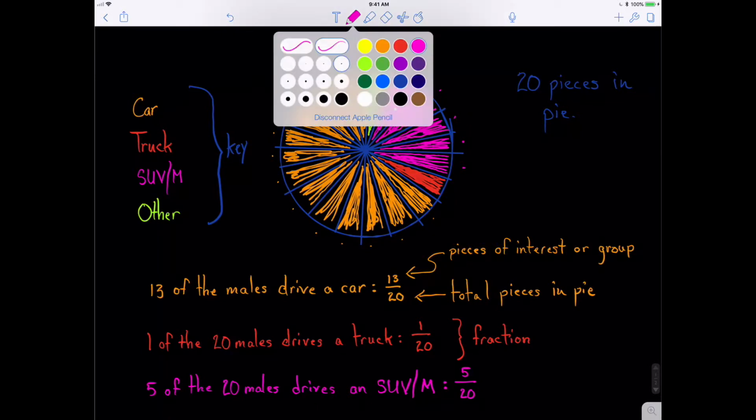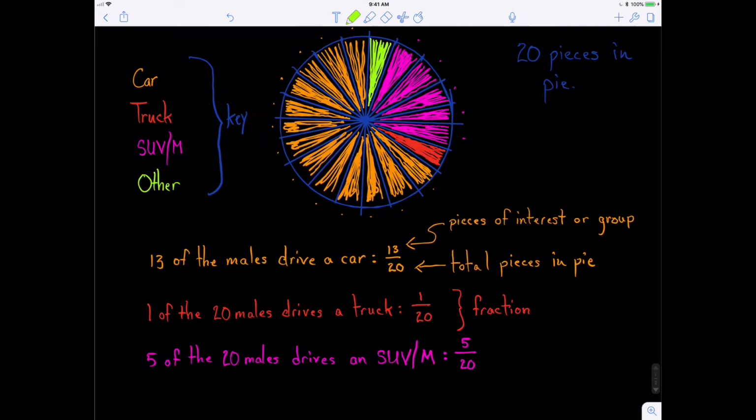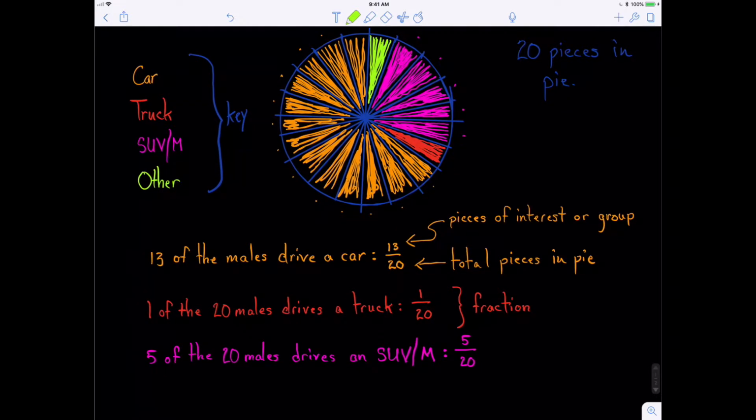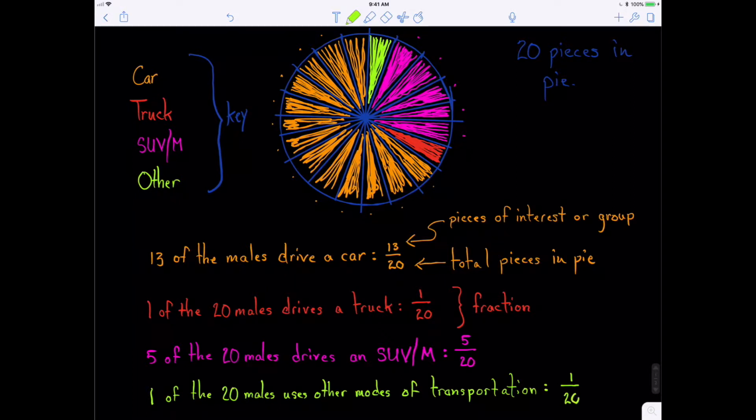And we have one more. This one's not a surprise, and we've actually already done it. That is our number of males that use other. We'd say that 1 of the 20 males uses other modes of transportation. Just like we had 1 out of the 20 that drove a truck, 1 out of the 20 use other transportation.